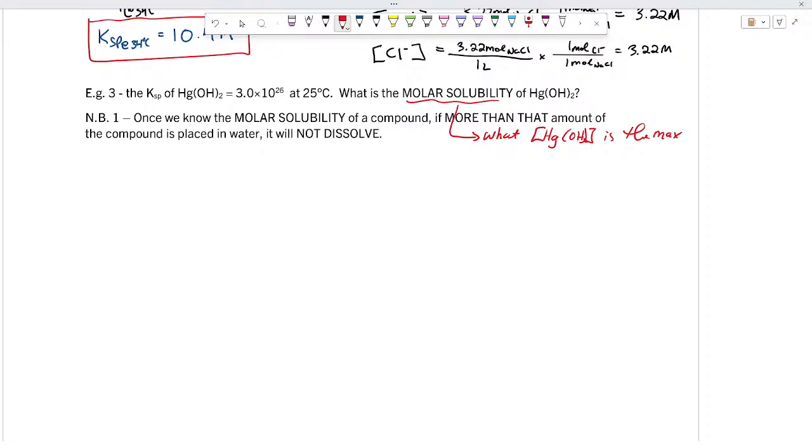Okay. Here we are going to make an IC table because it's not telling us the concentration. But first let's make our reaction. If we have Hg(OH)2 and we dissolve it in water, what are we going to get over here?